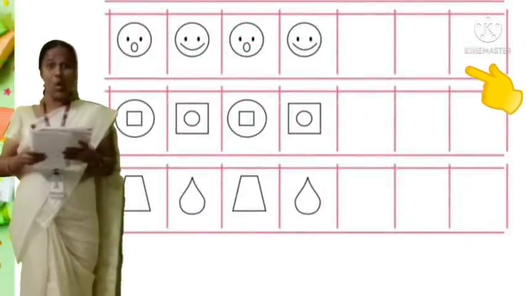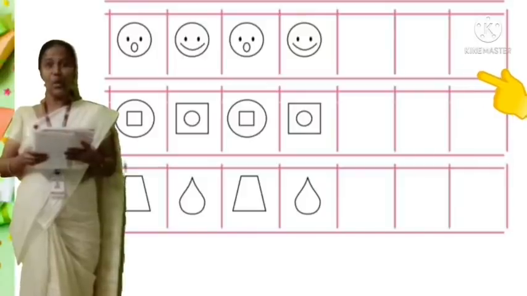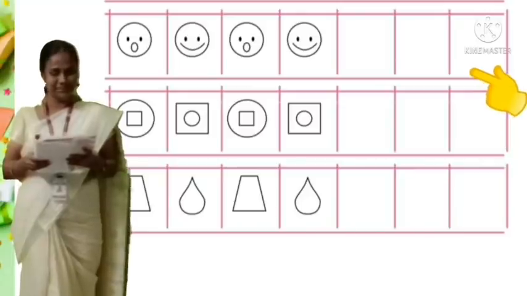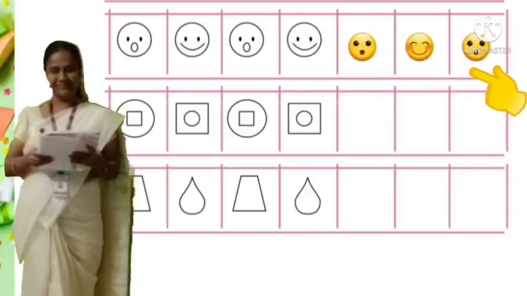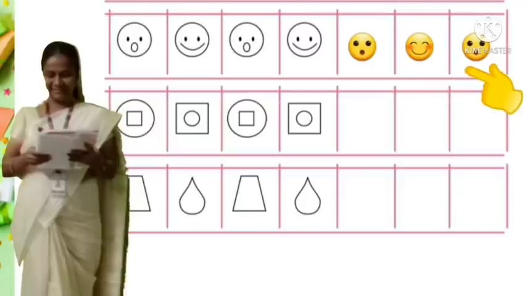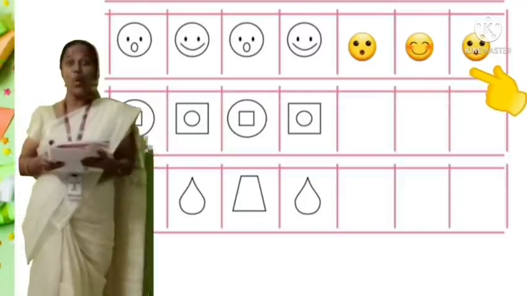So, first one is O. Second, smiley. Third, O. Fourth, smiley. The next image is O. Next, smiley. The next, O.